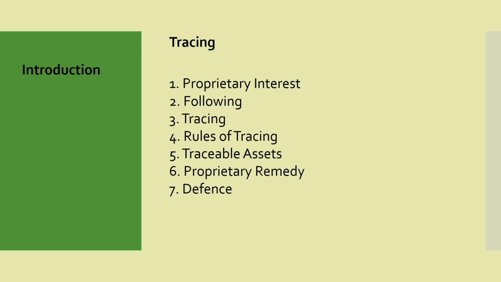Number 6 is proprietary remedy. Now, I've put this in here because often when you're tracing, it's in order to get some sort of remedy. So you're tracing for a proprietary remedy, potentially, in most cases. Now, different remedies or different claims might be available depending on what asset you've traced into and the circumstances. Now, I should have maybe put in brackets here personal remedy, because you can often trace for a personal remedy as well, so that's also something to consider.